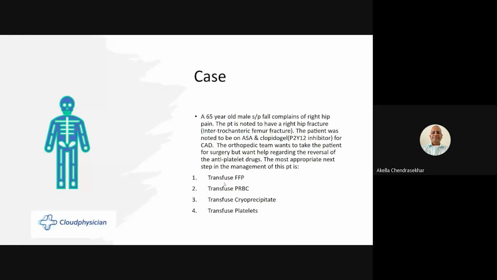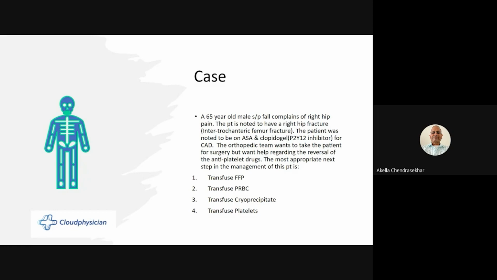Next slide. Okay, let's go through the case. This is a 65-year-old male that complains of right hip pain. They had a right hip fracture, and the patient was noted to be on aspirin and clopidogrel. Very common scenario, right? Because these patients have coronary disease, and the cardiologists love putting these patients on this type of thing, right? Now, the orthopedic team wants to take the patient for surgery.